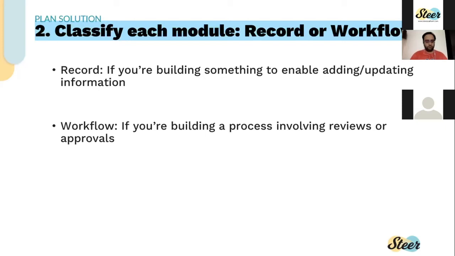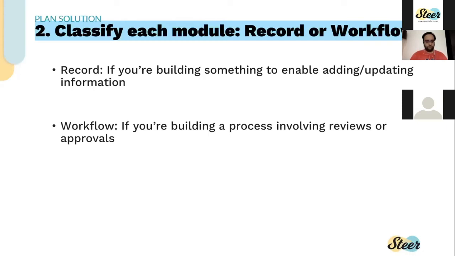Usual types of records would be inventory, your customer list, your partner list. So lists or sets of information, for example, an employee list, or asset list, or maybe student records. Those are just examples of records. Whereas workflows is when there are decisions that have to be made, or if you're making something that would involve reviews or approvals.